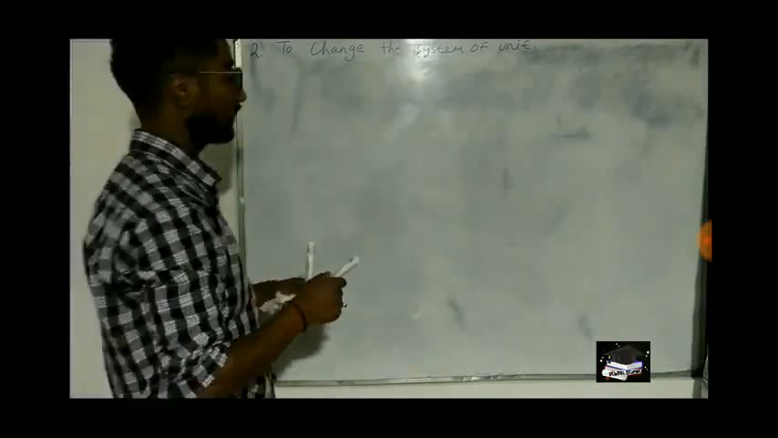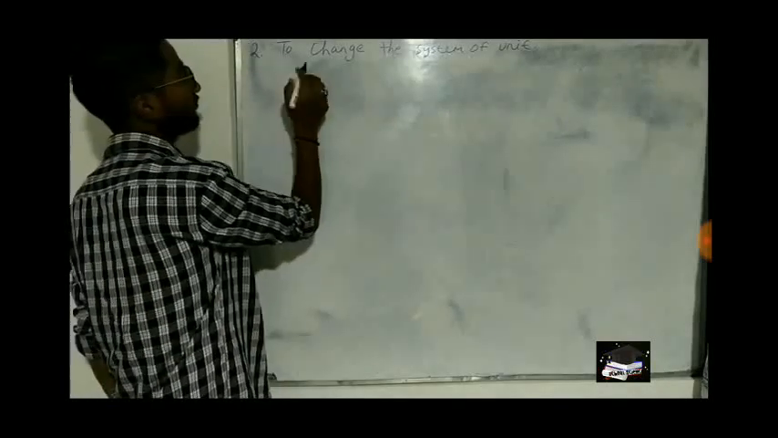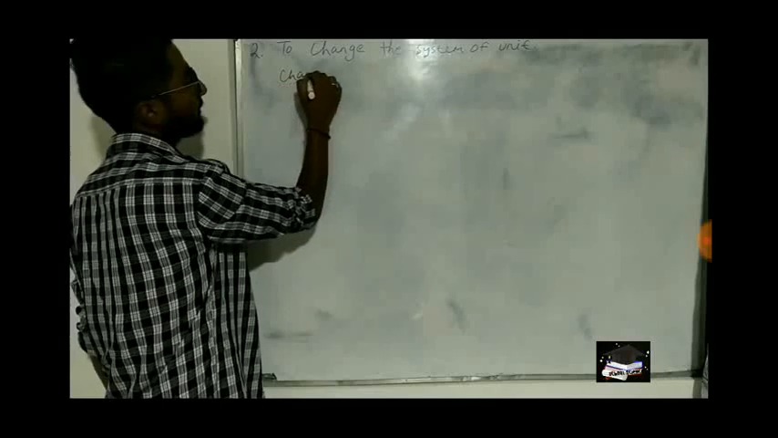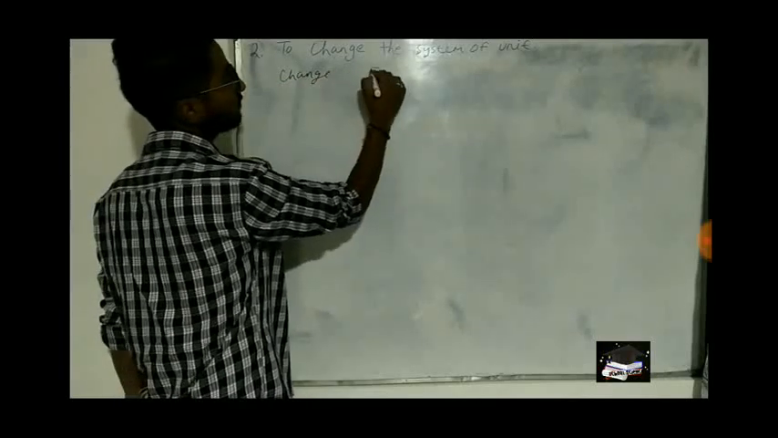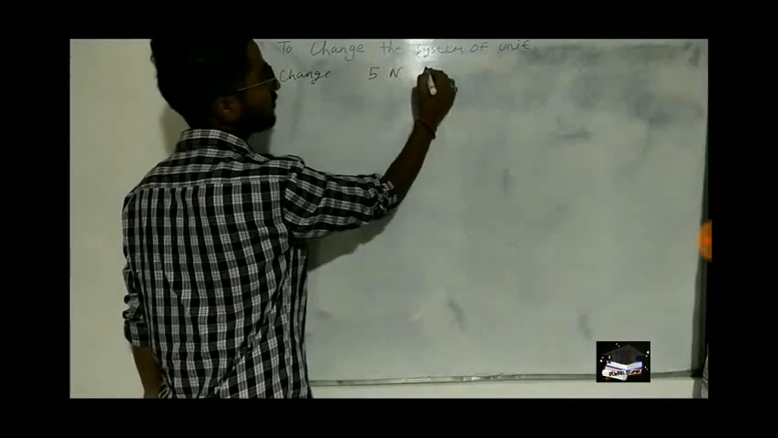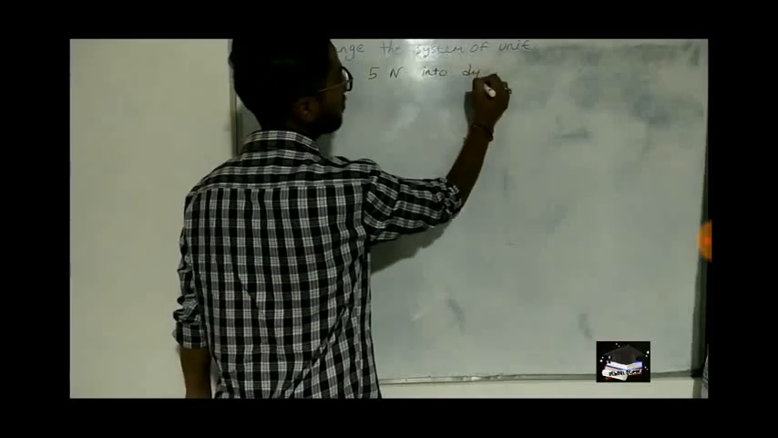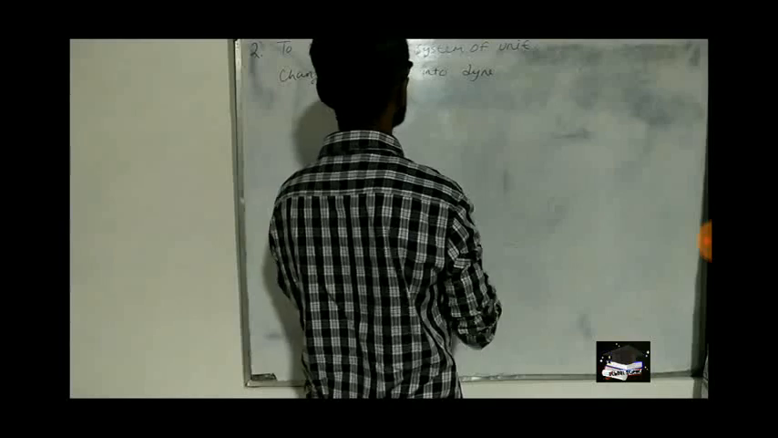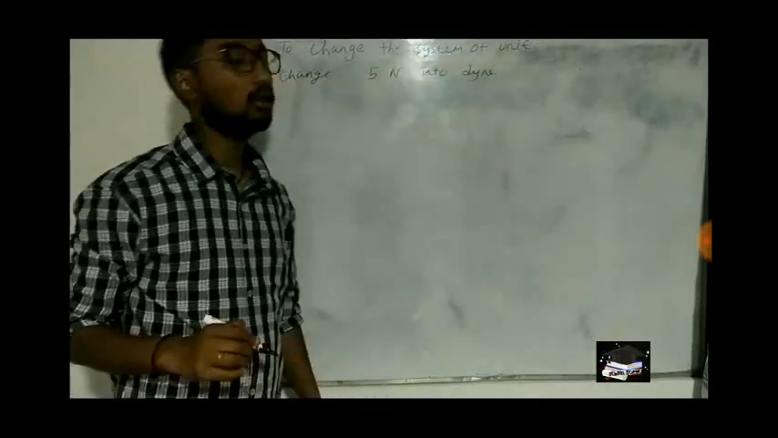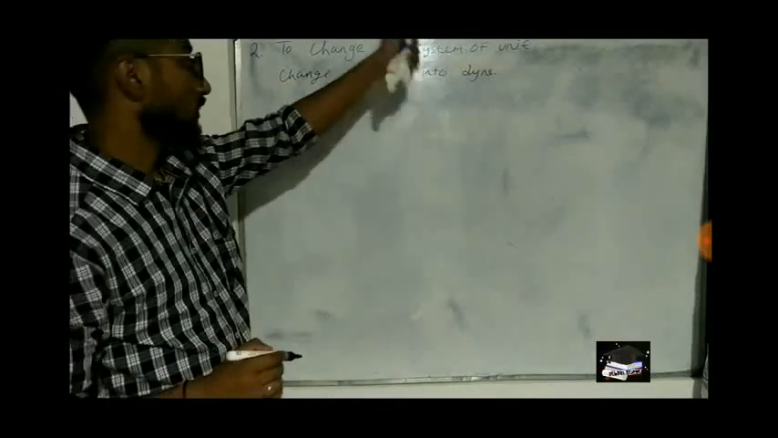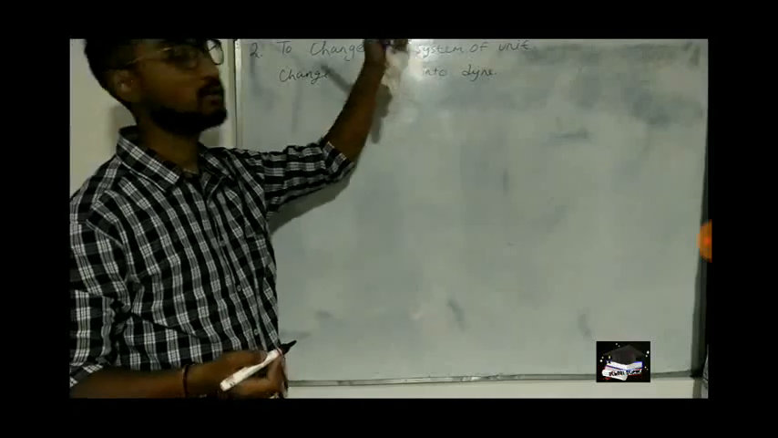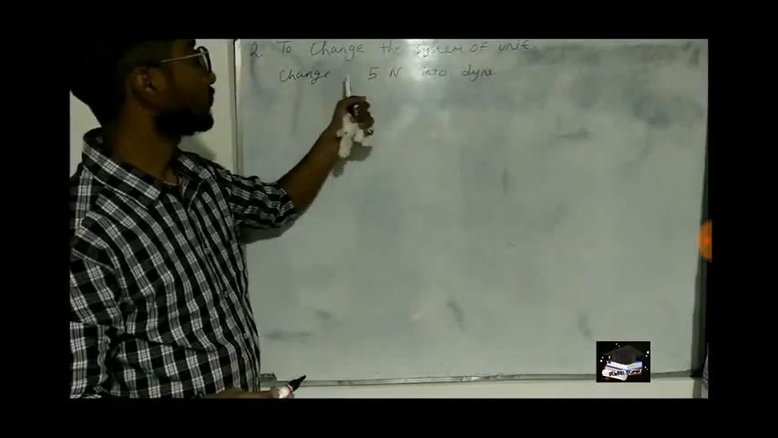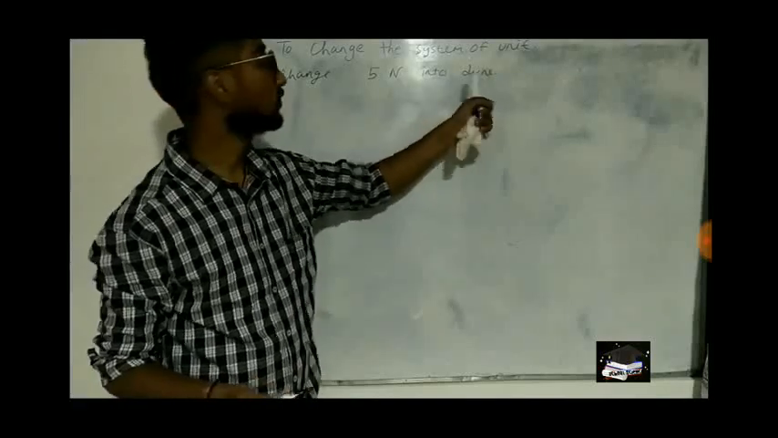Let us give one example directly. Change 5 Newton, not dyne, change 5 Newton into dyne. Now this is our next use of dimensional analysis, to change the system of unit, and we are taking one example to change 5 Newton into dyne.